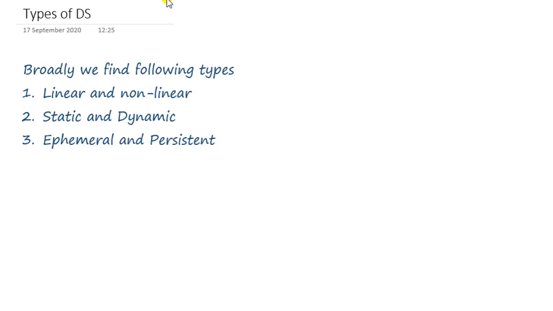We are going through a series of data structures, and we have started with the introduction to data structures in the last video. In this video, we'll be discussing different types of data structures. Broadly speaking, these are the three types we find here: linear and non-linear, static and dynamic, ephemeral and persistent. In detail, we'll see one by one now what these are.